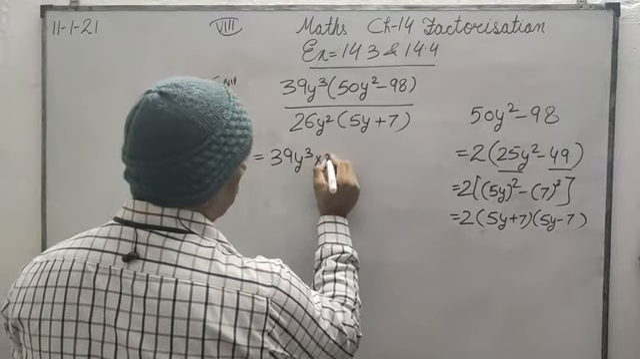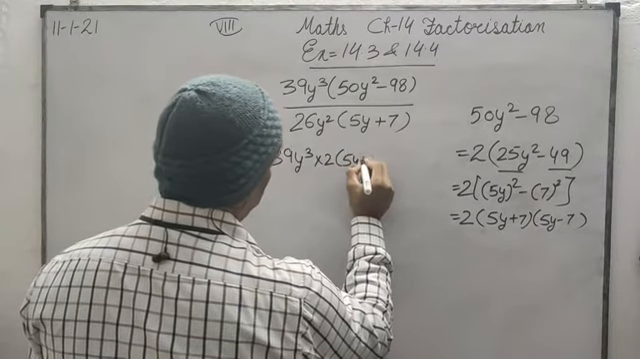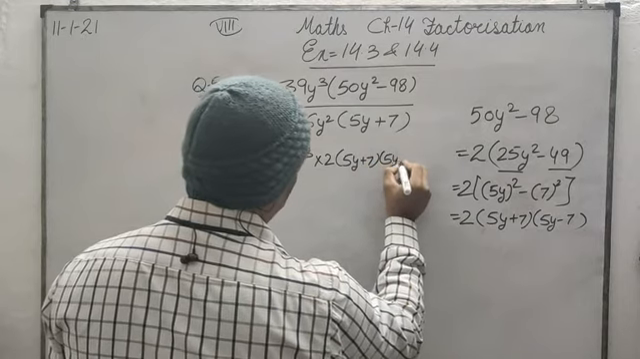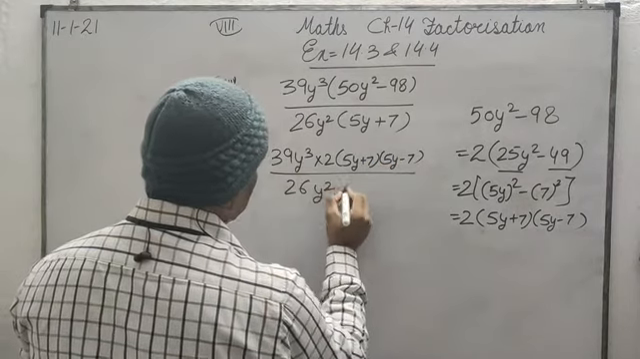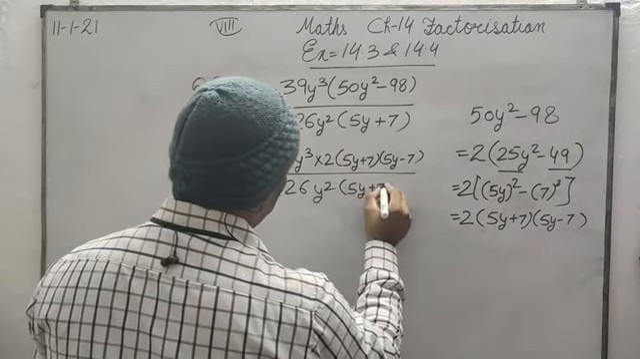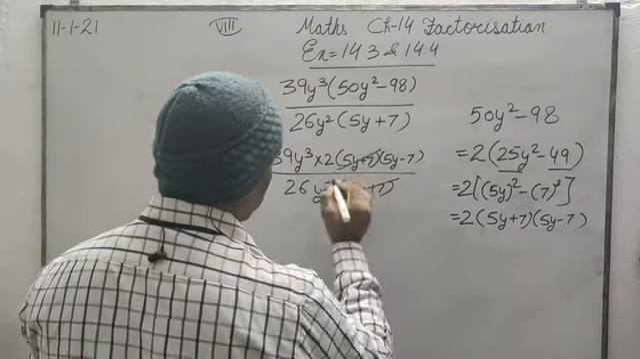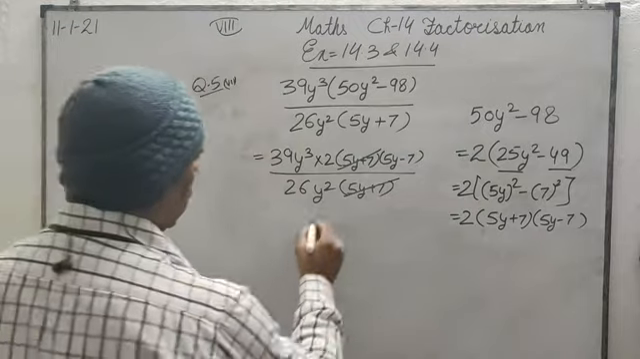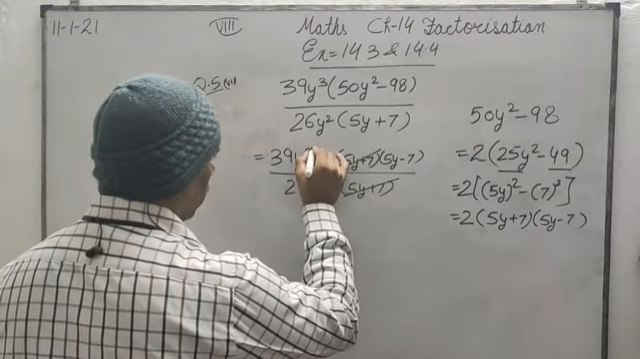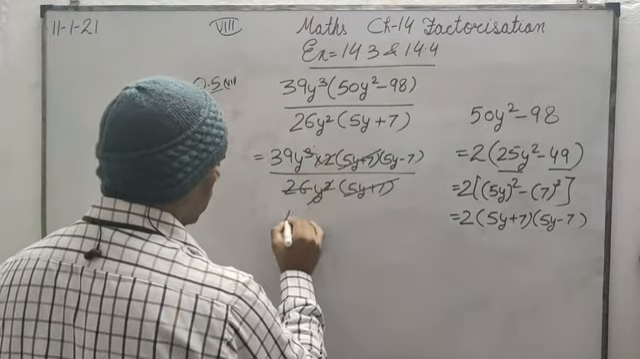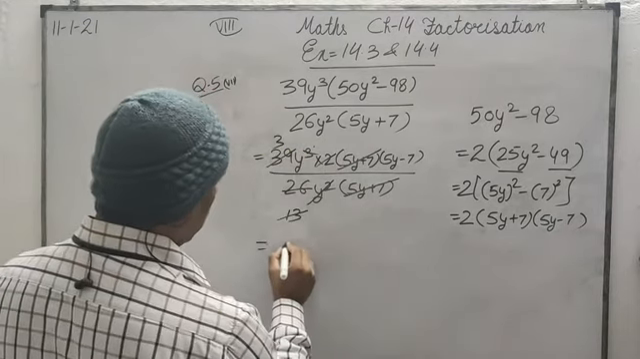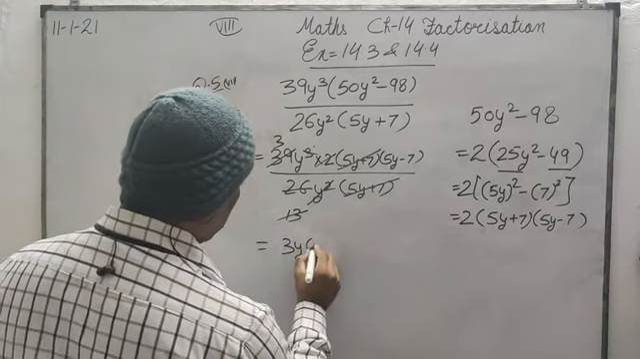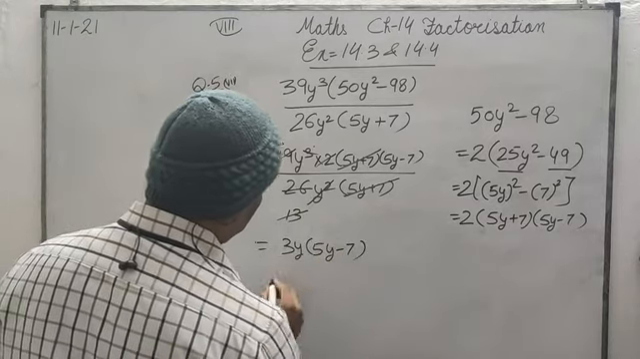39y cube into 2 (5y plus 7)(5y minus 7) upon 26y square (5y plus 7). So 5y plus 7 and 5y plus 7 are cancelled. Y square and y is cancelled. 2 will cancel 13 times. 13 will cancel 3 times. Ultimately 3y(5y minus 7) is left.